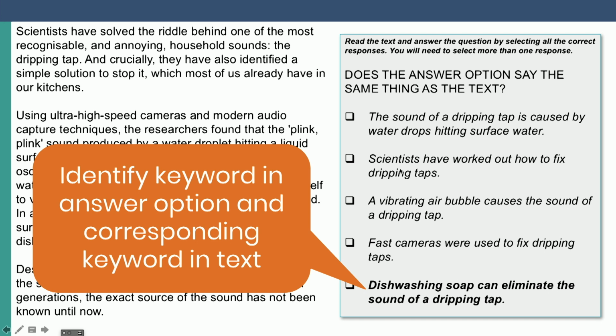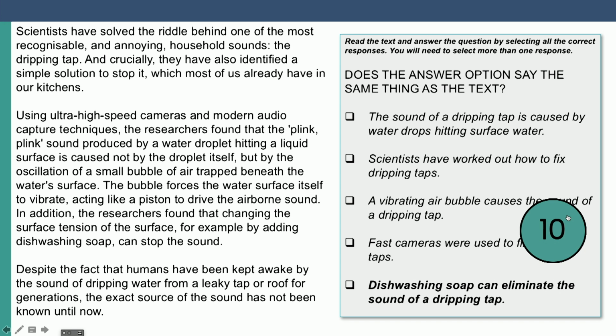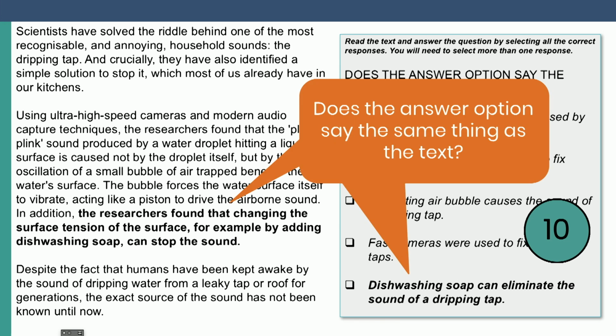So, dishwashing soap can eliminate the sound of a dripping tap. But the key word there would be dishwashing, I think. And we're also probably in that second paragraph about taps. I'll give you 10 seconds to find the corresponding sentence. Okay, hopefully you found it here. Does this answer option say the same thing as that part of the text? I'm only going to give you 10 seconds to confirm or disconfirm that.